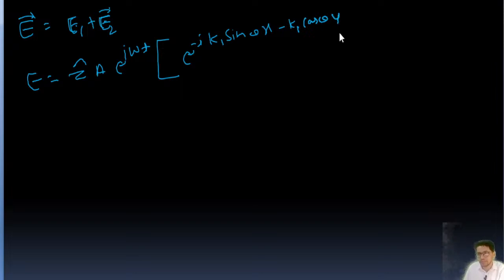plus e to the power minus iota (minus k1 sin theta x minus k1 cos theta y), right? Adding E1 and E2, it is going to be. Okay. Next point.